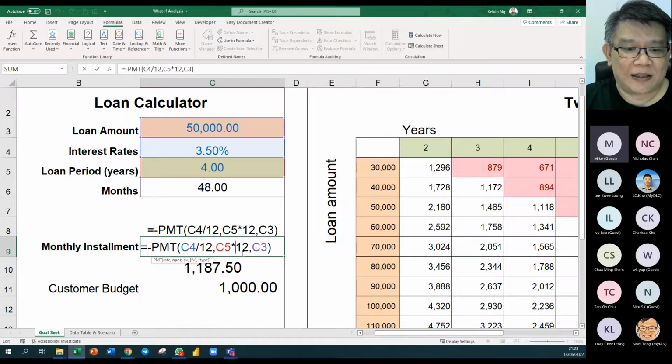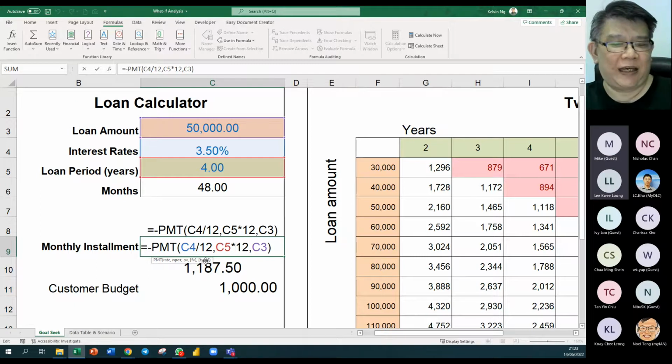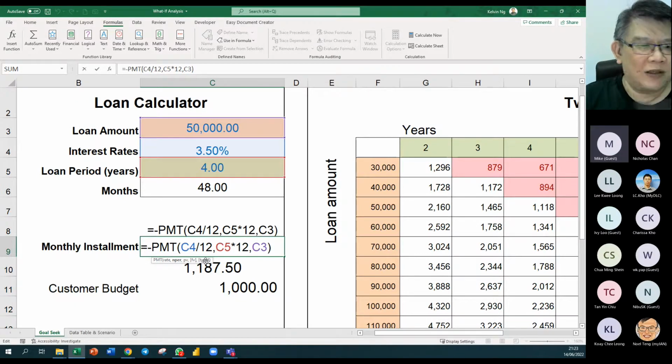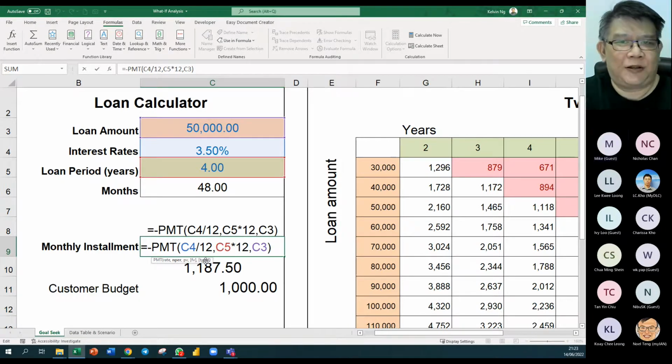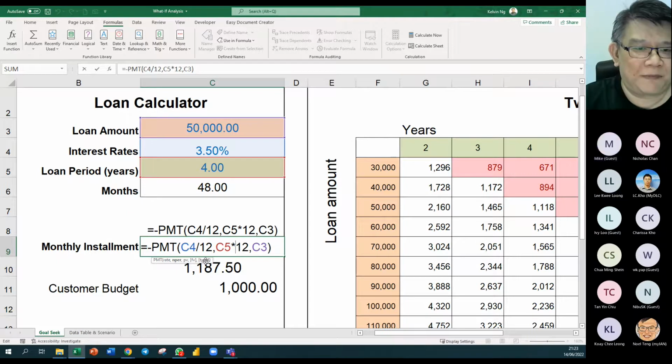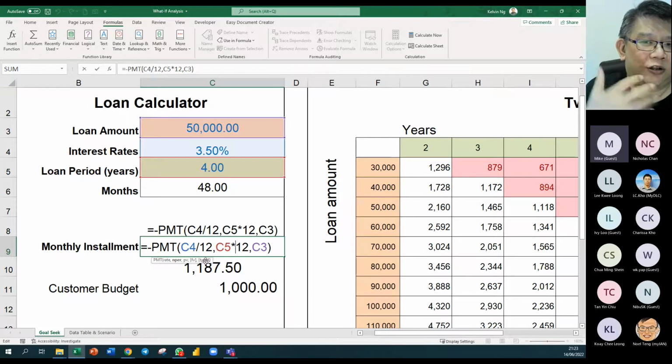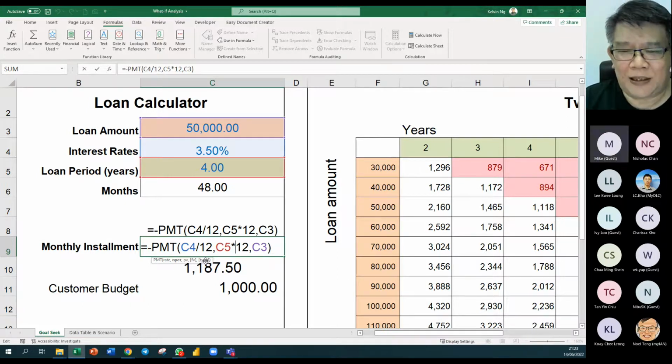Then the last one is the type. Type is whether you pay at the beginning of the period or at the end of the period. Usually, all of us here, unless there's somebody very supernatural, will pay your loan at the end of the period. Example, you bought a car at 50,000. The bank disbursed the money to the car dealer. Then the car dealer will call you, hey Kelvin, your car is ready for collection. The bank released the money already. So you go and take the car.